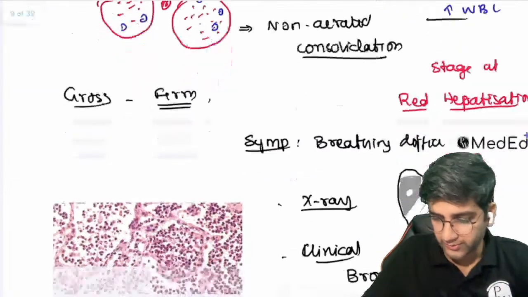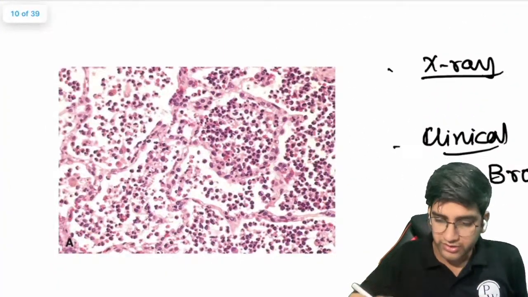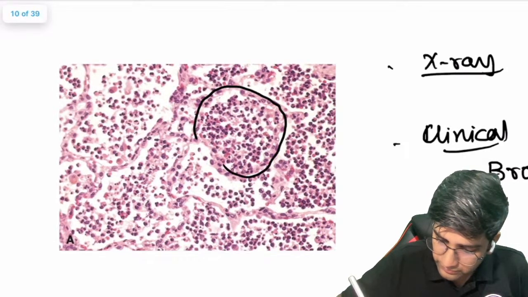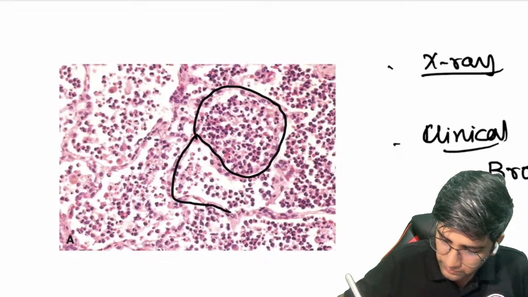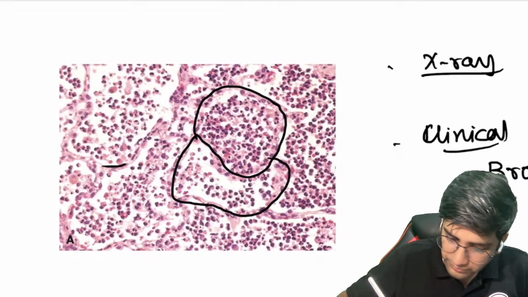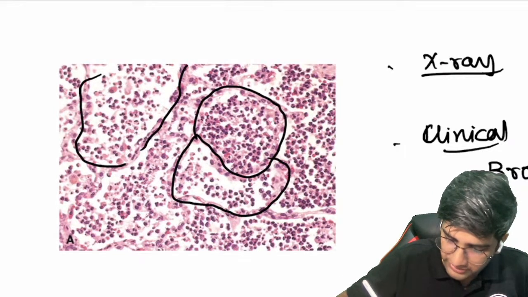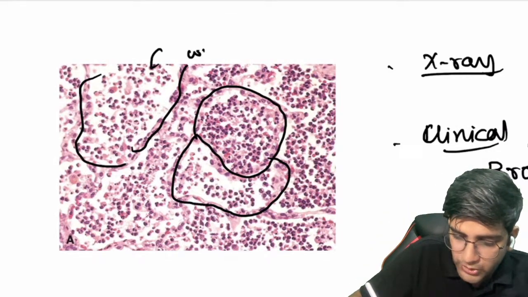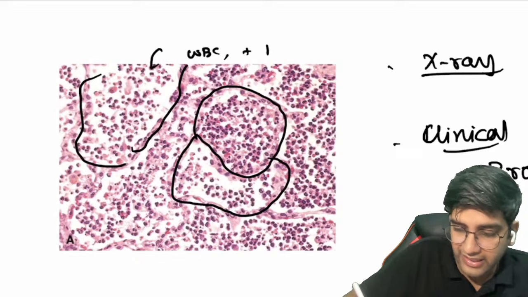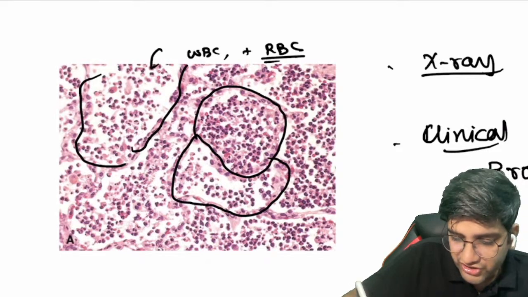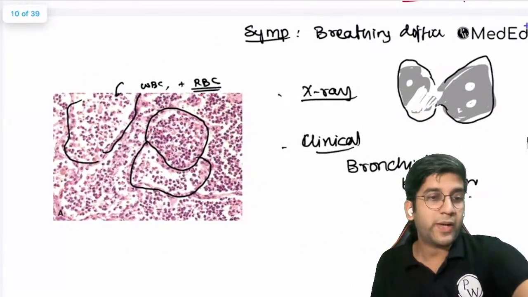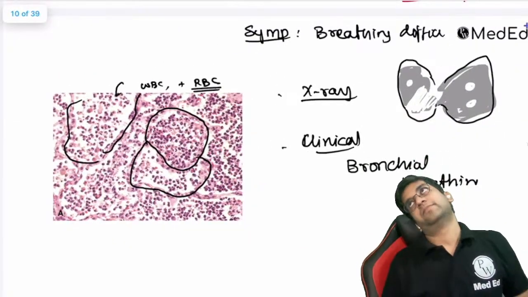Okay. Just give me a second. I'll explain. This is the image from Robbins. I'll draw the outline here. If you look at this outline, inside you have blue dots, which means I do have WBC, plus I have RBC. The congested early stage looks red in color, so we call it red hepatization. Right? So why bronchial breathing?